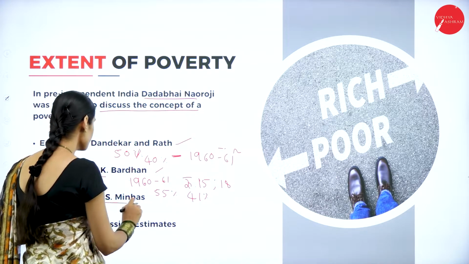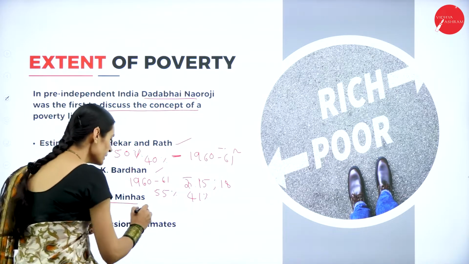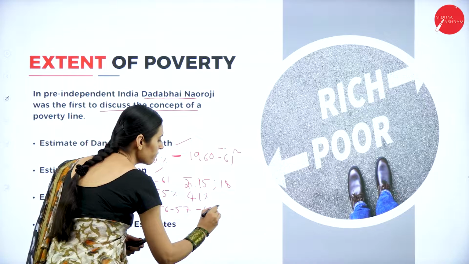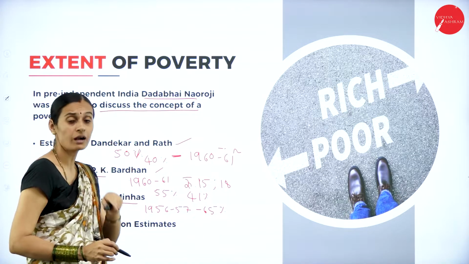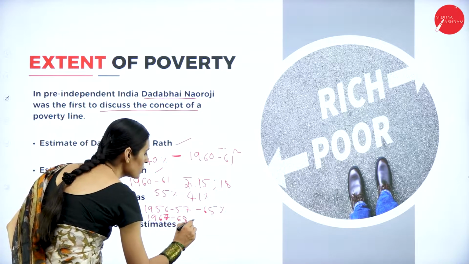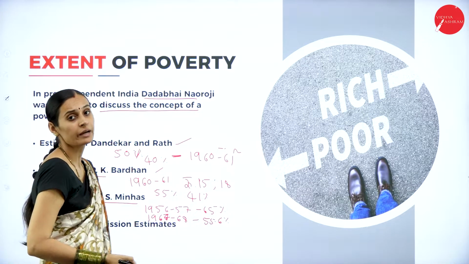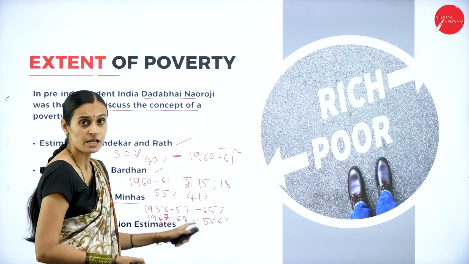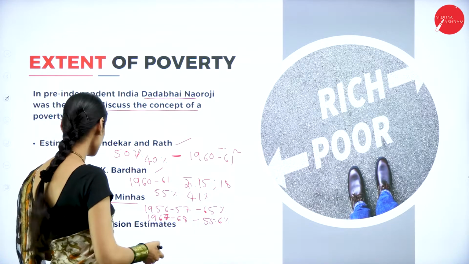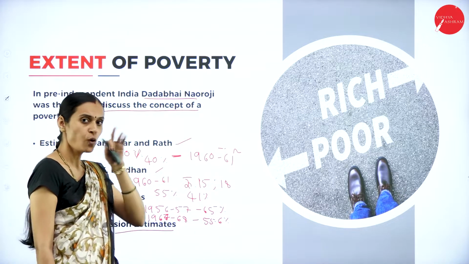The next estimate is by B.S. Minhas. He compared decade-wise data: in 1956 to 57, 65% of the total population came under the poverty line, and in 1967 to 68, 55.6% of the total population came under the poverty line. It was declining, according to B.S. Minhas's estimates. And the last is the Planning Commission estimate.